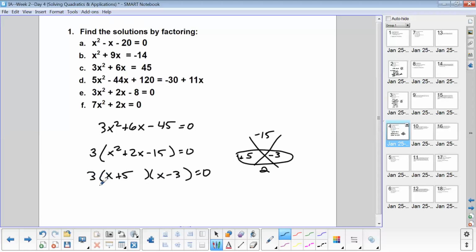So the 3 is needed. It's part of the solution. x plus 5 is equal to 0 and x minus 3 is equal to 0. So what you're going to have is x equal -5 and x equal 3. So -5, 0, and 3, 0. Those would be the solutions or zeros or x-intercepts to this quadratic.